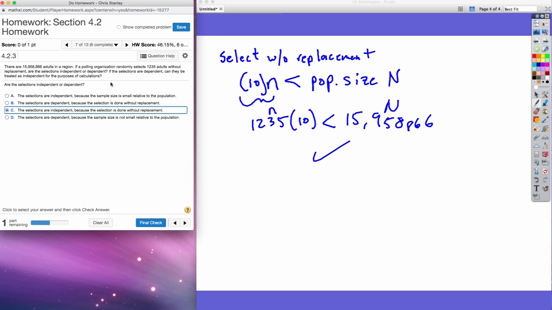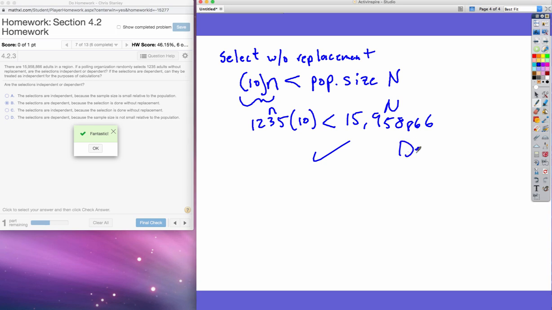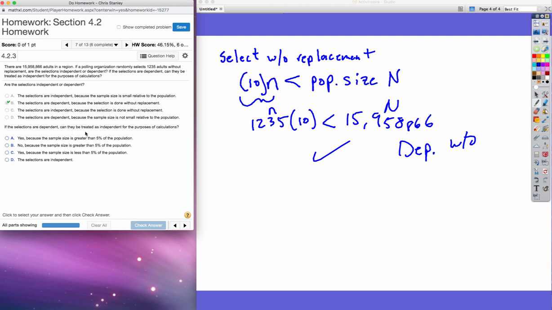This is definitely independent. Okay, let's see. Technically they're dependent because it was without replacement, but they're going to probably ask a follow-up to that. But they could be treated as independent. And they have 10%, so they have this as a 5. Different books do different things, but it's going to be good either way.